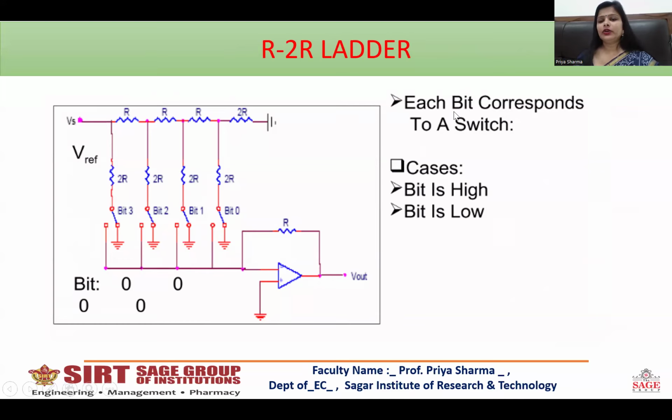So each bit over here also corresponds to a switch. If it is connected to 1, that means the switch will be connected to V reference if the input is 1. And if it is connected to ground, it implies that the input is 0. So the bit is high when the switch is connected to V reference, and when the bit is low, the switch is connected to the ground.